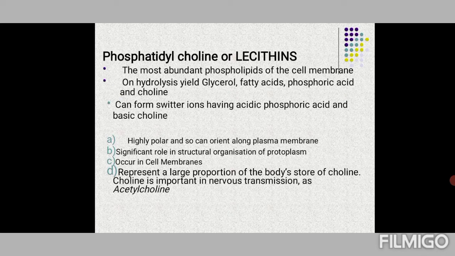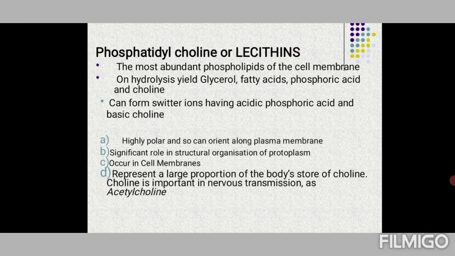Now, first of all, phosphatidylcholine, which is better known as lecithin. This is the most abundant phospholipid of the cell membrane, and on hydrolysis, it can yield its subunits, namely glycerol, fatty acids, phosphoric acid, and choline. It has an acidic phosphoric acid on one end and a basic choline at the other end. Both of them are present in the same molecule, so it can actually form zwitterions also.